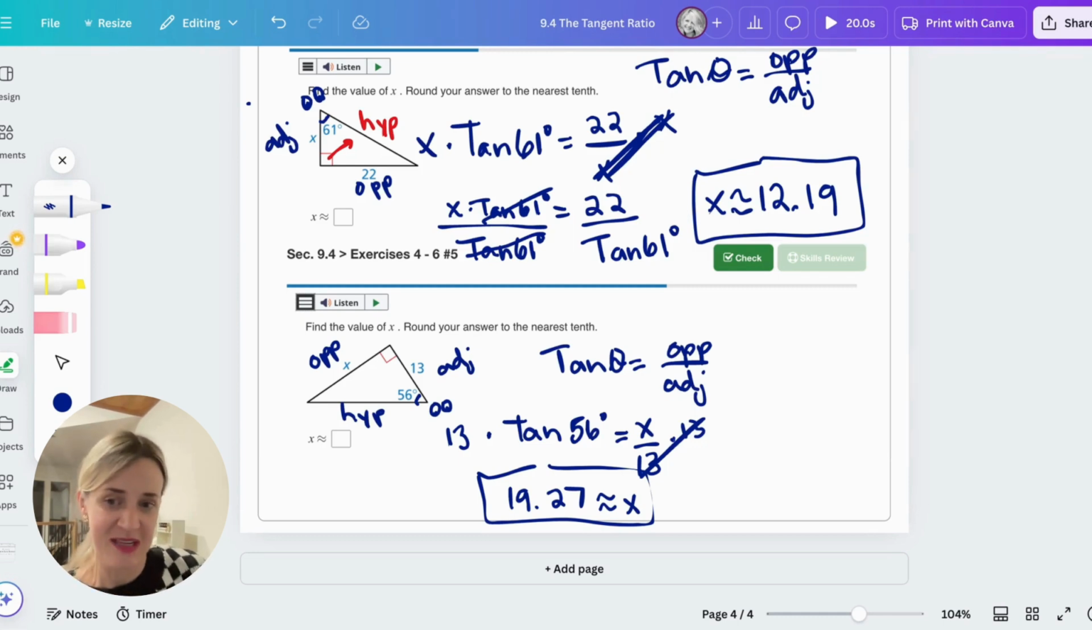We could actually, I want to go even further. This side, like we just said, was 19.27. You now have two sides. You're trying to find your third. It's a right triangle. You can use Pythagorean theorem to find that third side if you want. Then you know every angle and every side of the triangle.